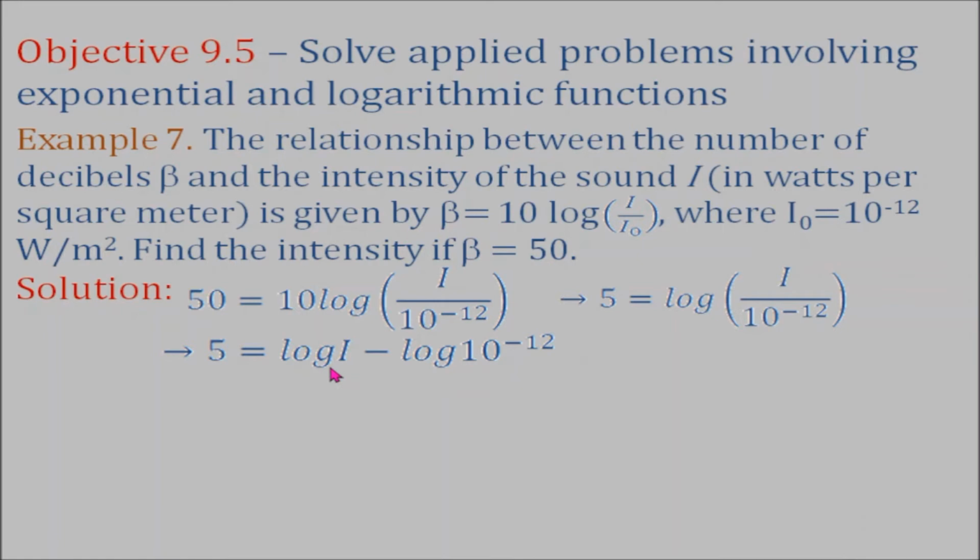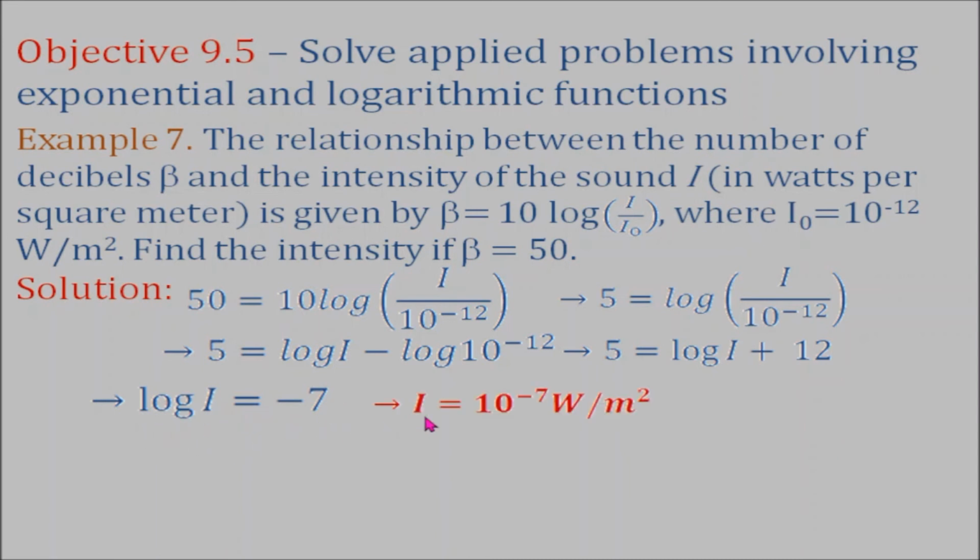And we know that if the base is not written, it's understood to be 10. So this part here is log base 10 of 10 to the power of negative 12. And it is just equal to negative 12. So we have 5 equals log I minus negative 12. So that gives us 5 equals log I plus 12. Then subtracting 12 from both sides, we have log I equals negative 7. Writing this equation in exponential form, we have I equals 10 to the power of negative 7 watts per meter squared.